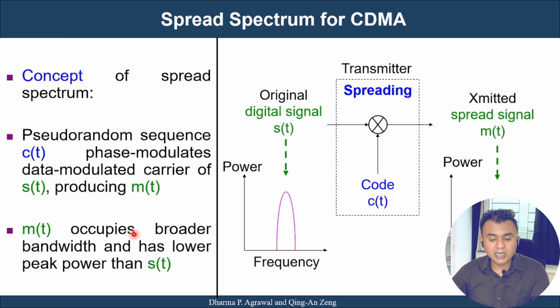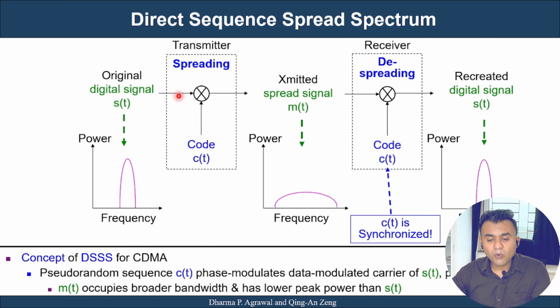So, M of t occupies the broader bandwidth and has the lower peak than S of t. Now, that was the basic concept of spreading. If I look at direct sequence spread spectrum, what I do is I multiply the code with my digital signal and I get my transmitted signal, which we have seen on the last slide.